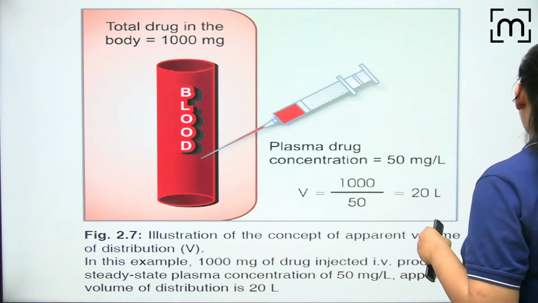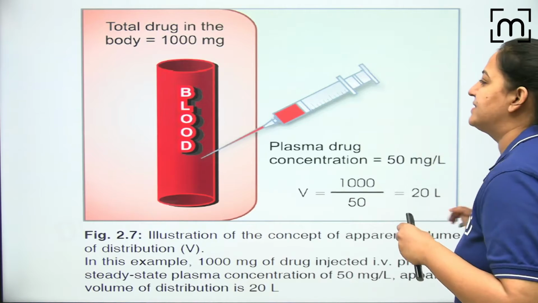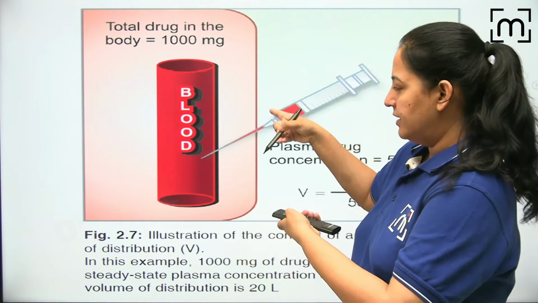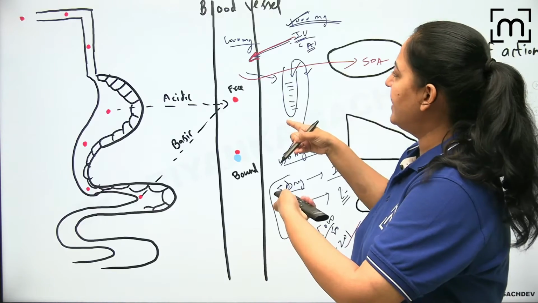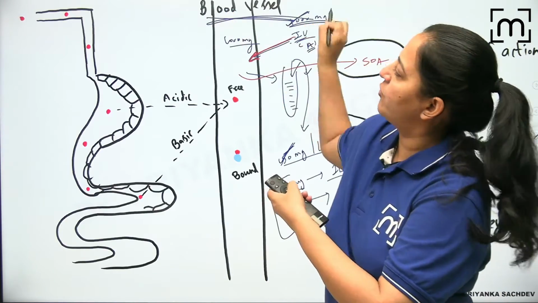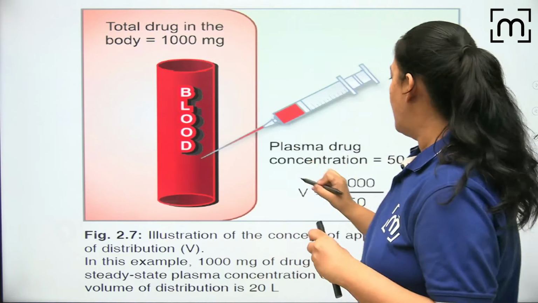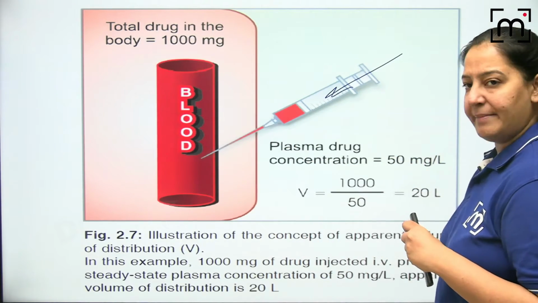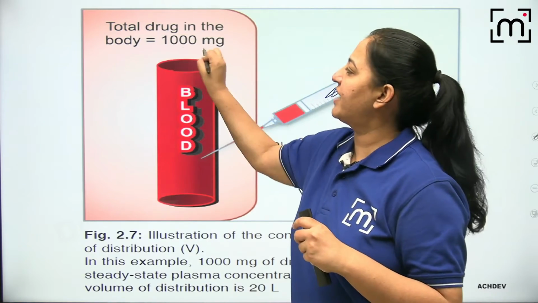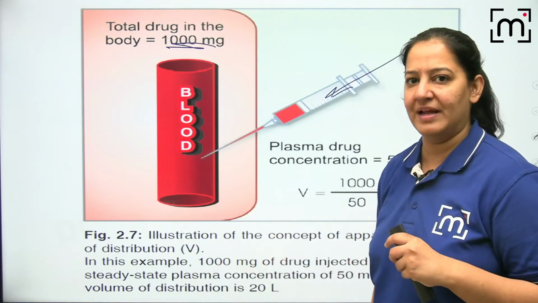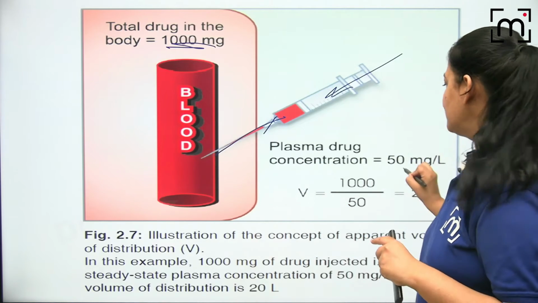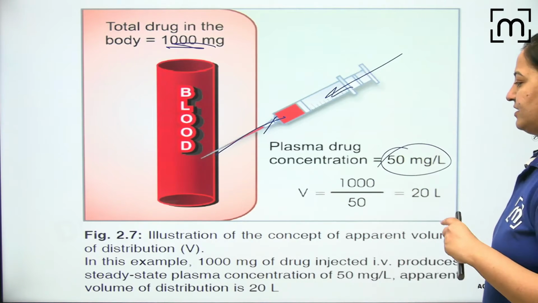The diagram is from a good book. You can see this is the blood vessel of this person. I have drawn this now. This is your patient and this is the blood vessel. You can see in this diagram how much drug I am injecting. I am injecting the drug IV. How much am I injecting? The same example, 1000 milligram. And after that I am collecting the blood in a test tube, and the plasma concentration is found to be 50 milligram per liter, right?